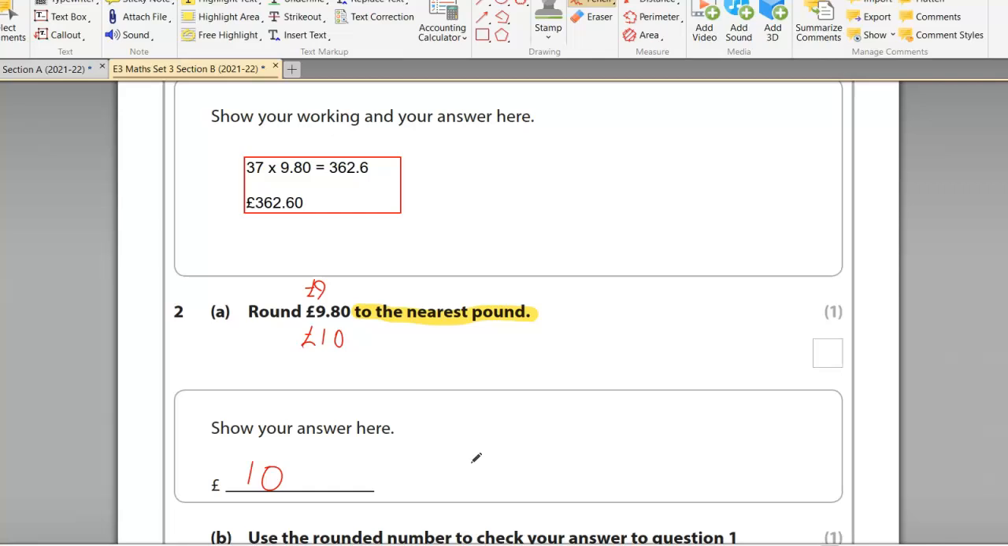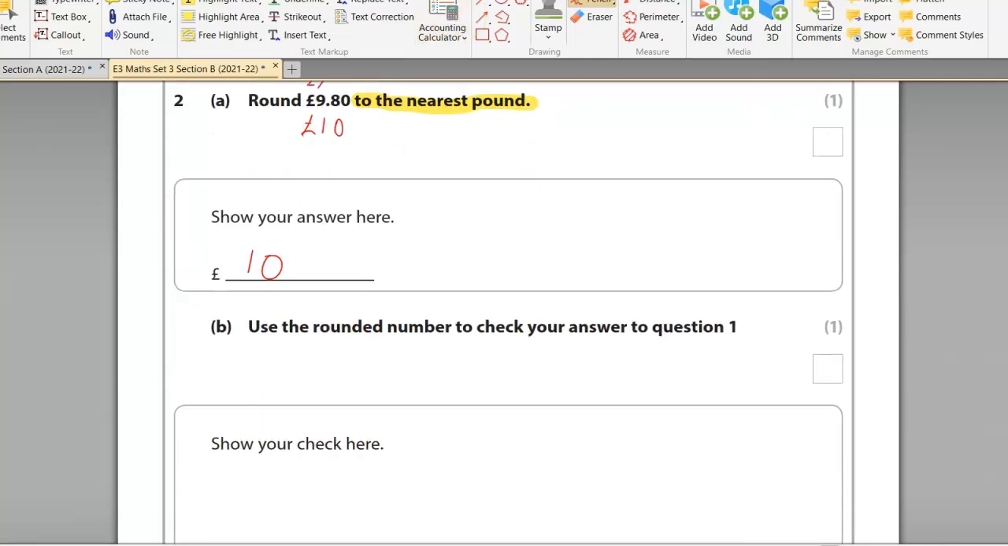So the rounding rules here are, as soon as it's halfway or higher, you round up. So anything £9.50 or over, it would round up to £10. If it was £9.49 or lower, it would round down to £9 to the nearest pound.